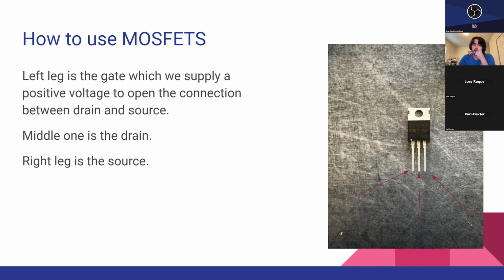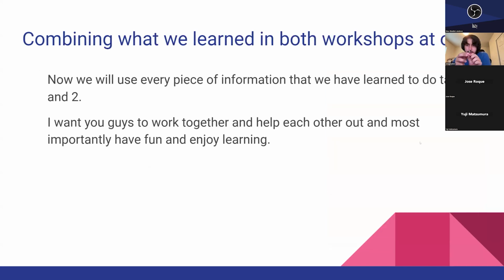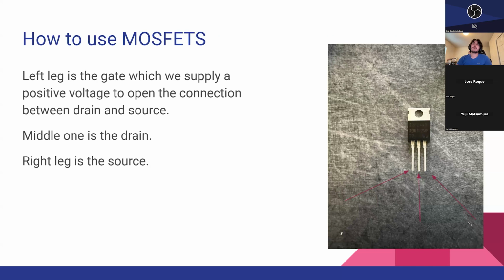Any questions? Sorry, Sina. Could you say that one more time? Yeah, of course. The left one we call the gate, the middle one is your drain and the right one is your source. If you hold your MOSFET the way the picture is showing, you would get that. And the purpose of the MOSFET is that when you send a signal with the threshold voltage it needs, it makes a connection between these two.